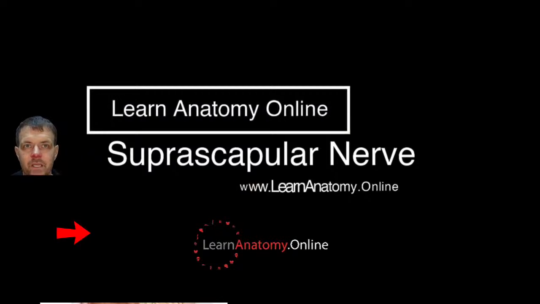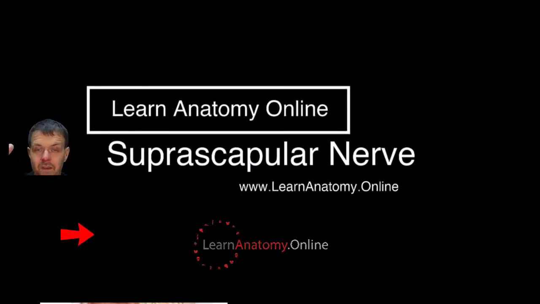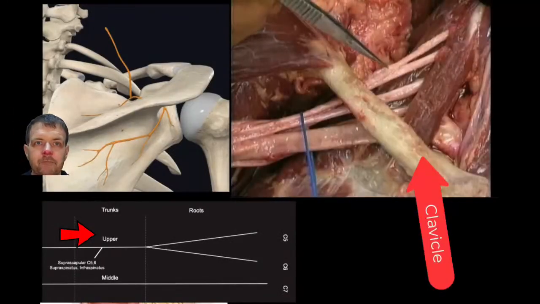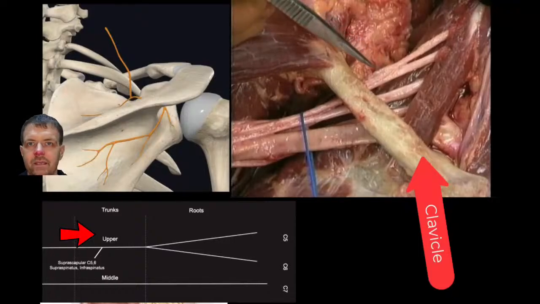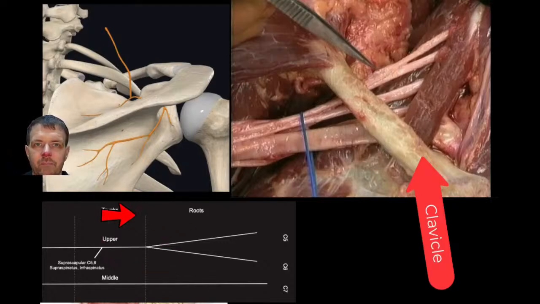So suprascapular nerve, superior to the scapula. Just pause that there. So I've included the picture that we've just seen from the PowerPoint and also the map of the brachial plexus just down here, so you can kind of organize everything in your mind.